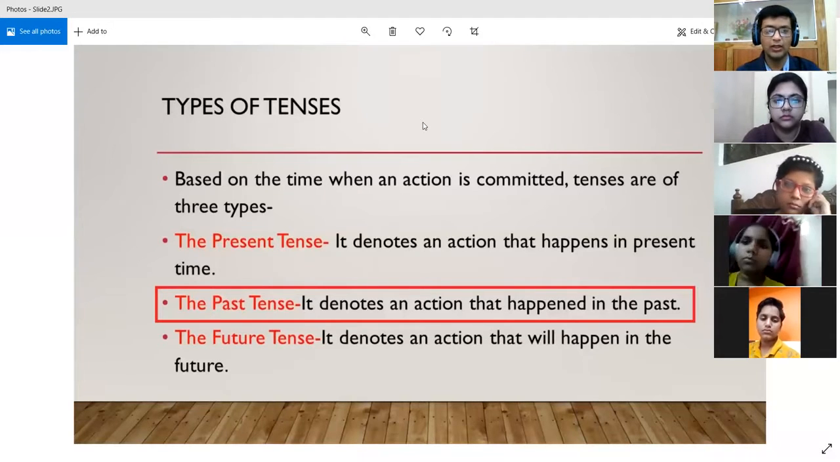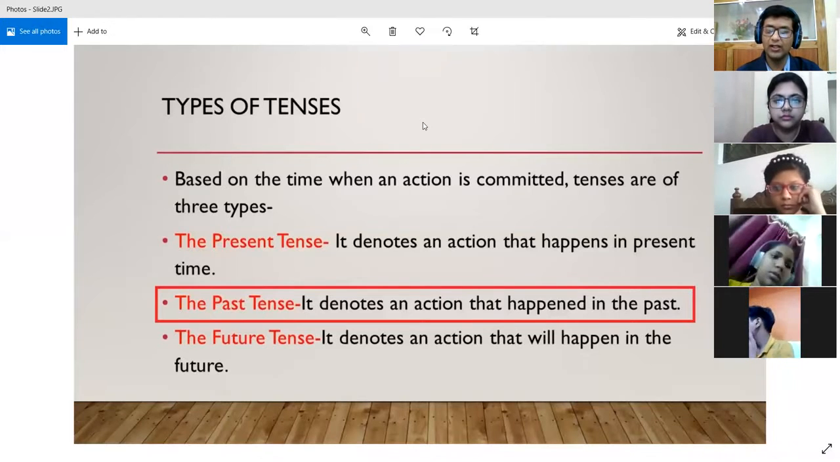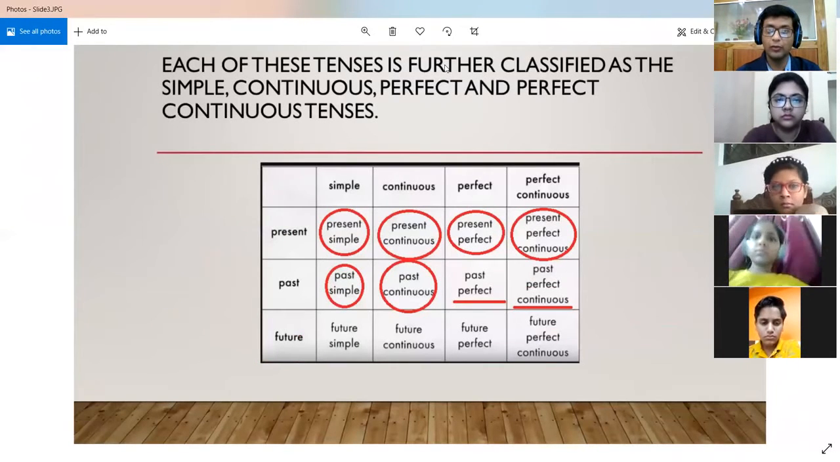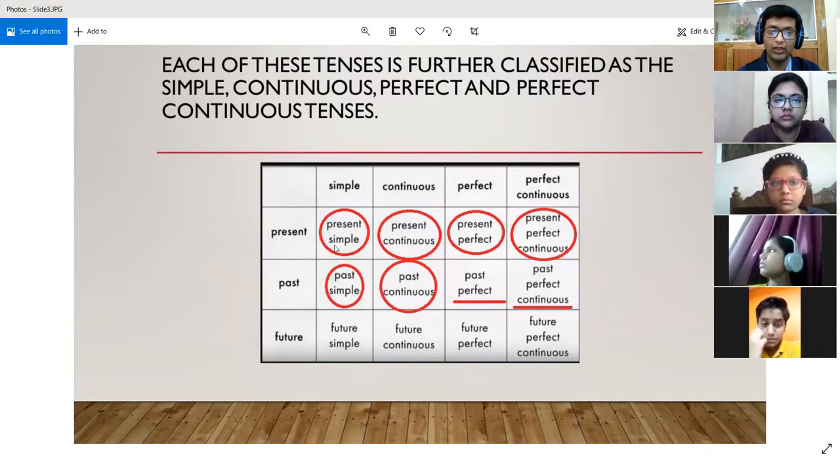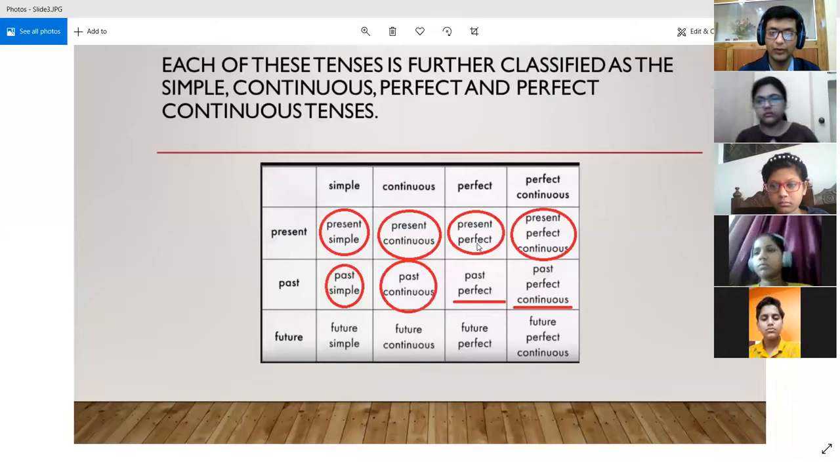So the last time we were doing the past tense, right? Which denotes an action that happened in the past. All right, so this is the broad classification, the detailed classification of tenses. And you can see that we have done four types of present tenses, that is simple present, present continuous, present perfect, and present perfect continuous tense.